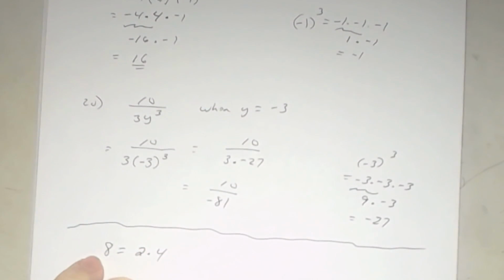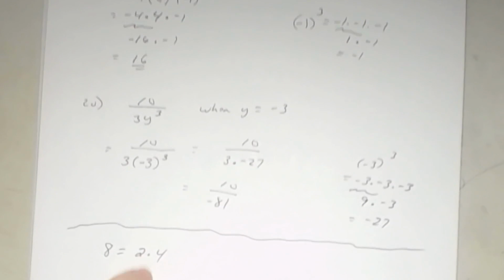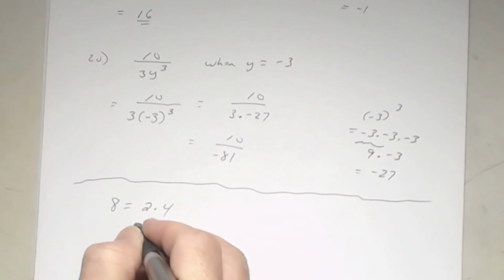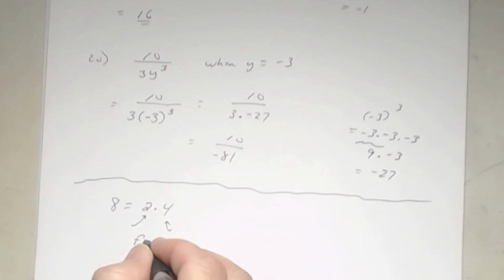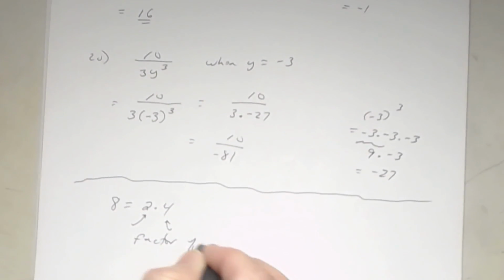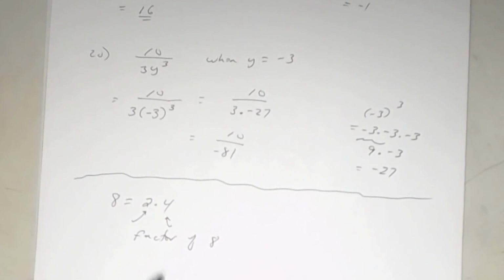So notice that I rewrote 8 as a product of two numbers. Notice I said product because product means what operation? Multiplication. So I need for you to know that this 2 and this 4 are called factors. So they're called factors of 8. So a factor of 8 is what number? What's one of the numbers that's a factor of 8?